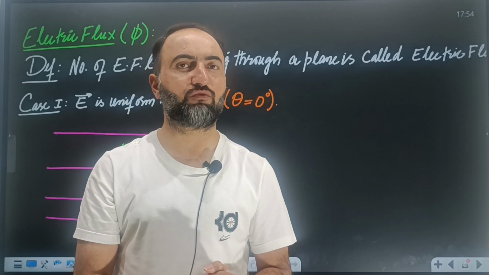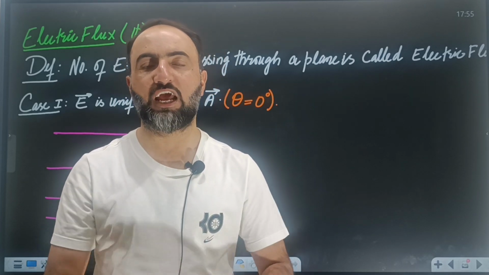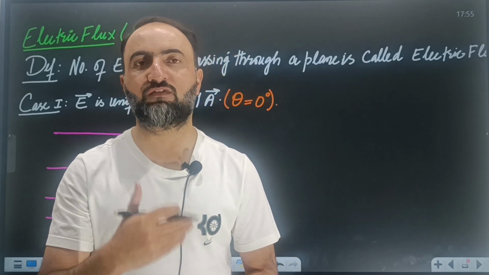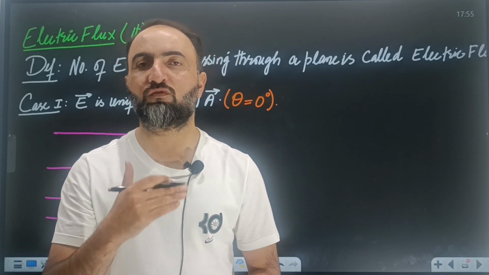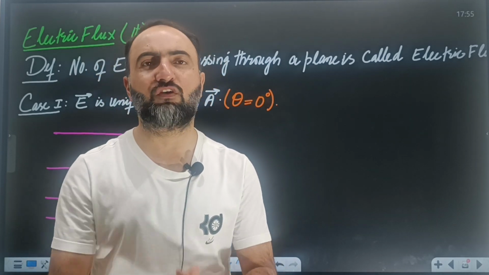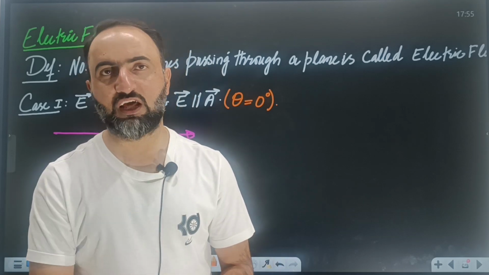It is placed in a region of uniform electric field. The number of electric field lines passing through this plane will depend upon two parameters. Number one, the intensity of the electric field. The greater the electric field intensity, the more will be the number of electric field lines passing through the area. Number second is that it will also depend upon area. The greater the area of the plane, the greater the flux will be.